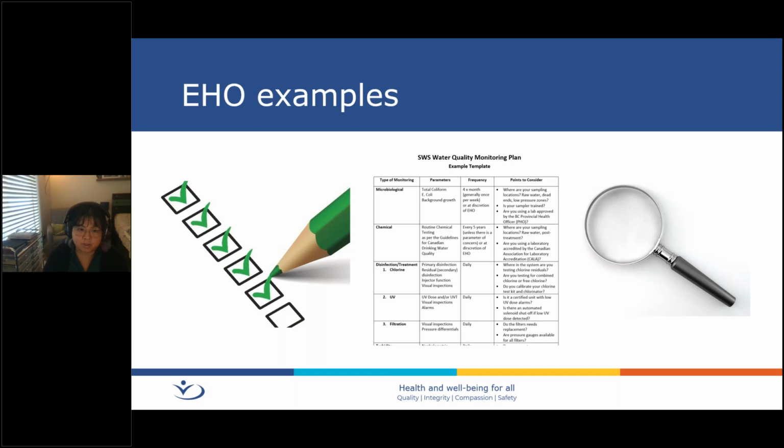So not only can the water supplier respond to the user in a timely manner, it also shows due diligence on the water supplier's part by having documentation of the monitoring. And another example is an environmental health officer receives adverse sample results from a water system that's consistently showing low total coliform counts.